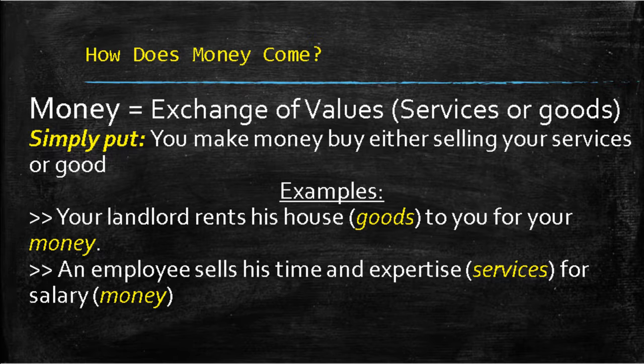Everything in life is summarized. Every job you do in life is summarized under goods or services. Your landlord rents his house. His house is a good to you for your money. So your landlord is exchanging his house to you for your money. An employee sells his time and expertise, that is his services, for salary, which is money. So to actually get money, you must exchange something.